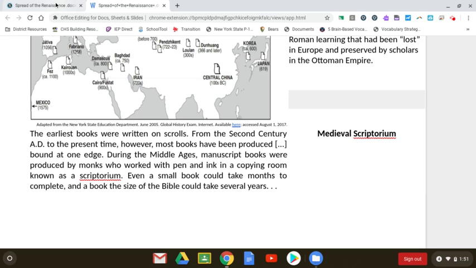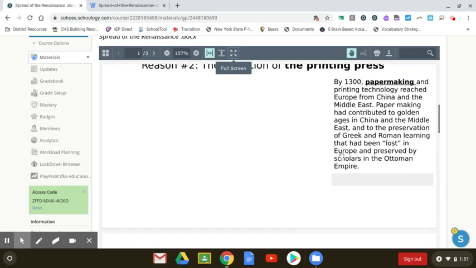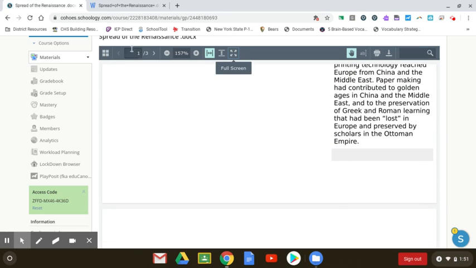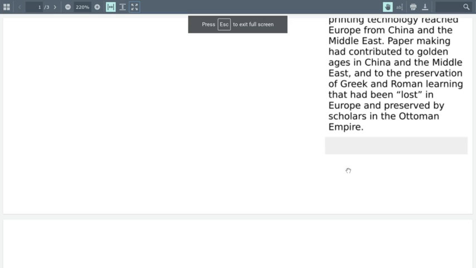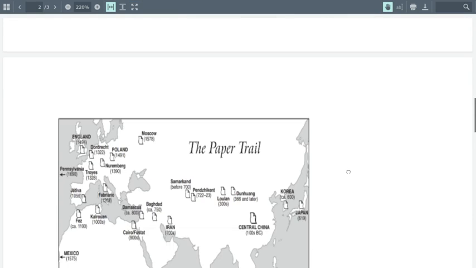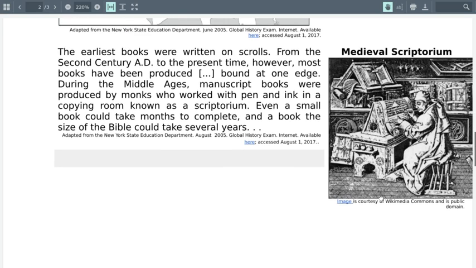Let's look at what this medieval scriptorium would look like back over on these slides. Is it going to load for me? Hopefully it does. Oh, there we go. So that's what it would look like down there. Just a guy writing on a scroll, okay?